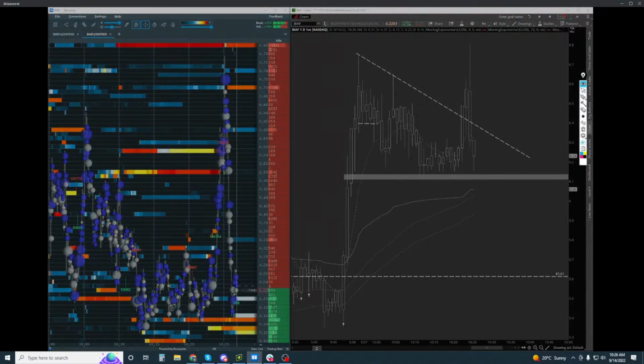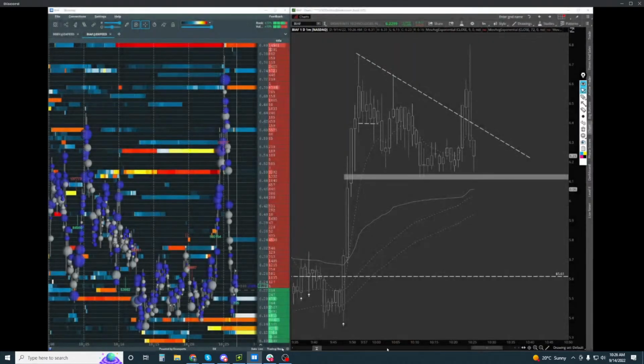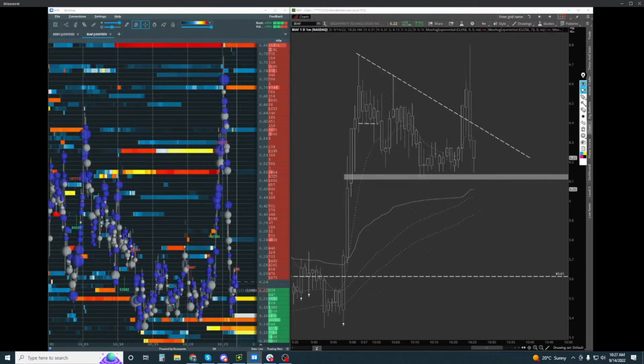Now go back to your trading strategies. Look for them. They're tried and true. You know they work. Look at the order flow, and you've got a really, really solid plan.